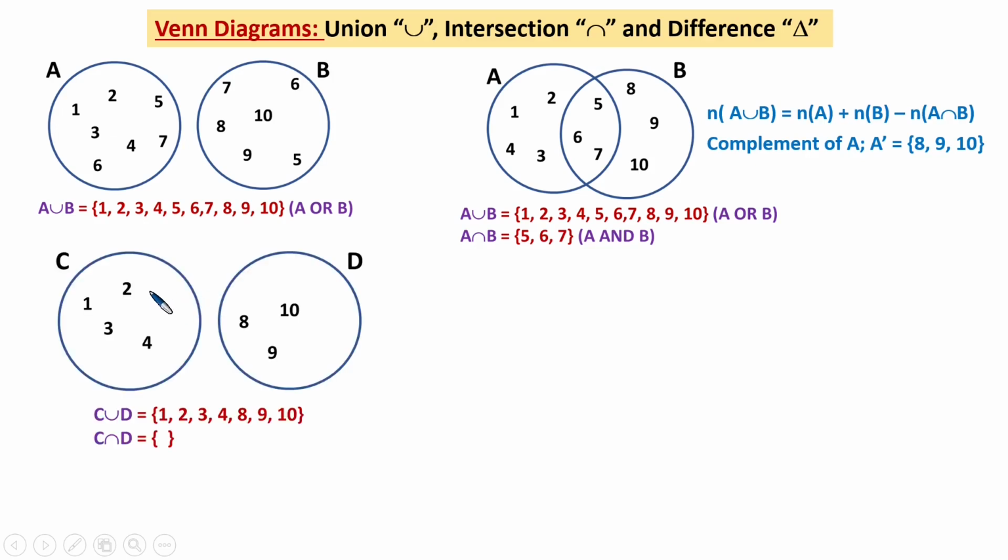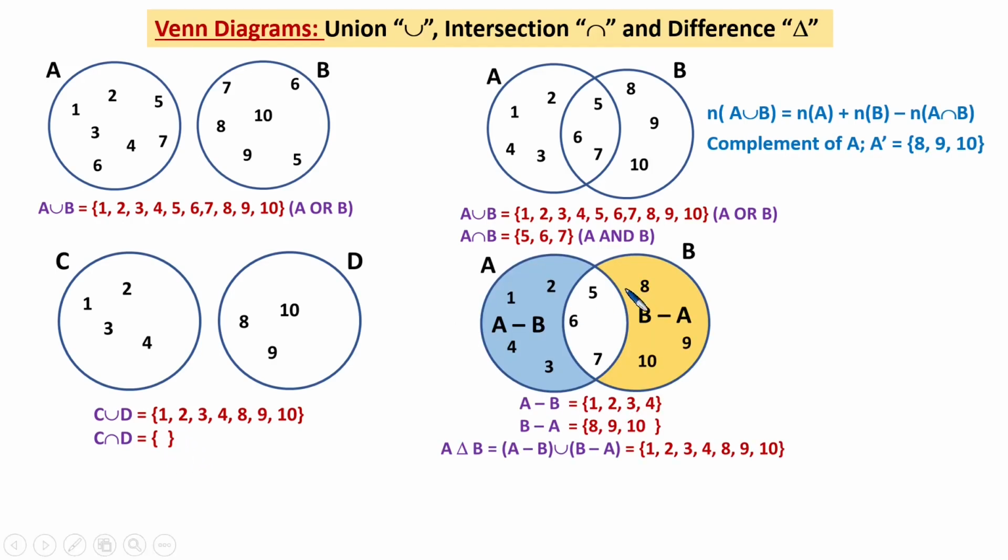So similarly, if you have a set called C which has the elements 1, 2, 3, 4 and set D with 8, 9, 10, there is no common element. So the union of these two sets, C union D, will be 1, 2, 3, 4 and 8, 9, 10. Other numbers are not there, so you don't have to write them here. And there is no common element, that is, C intersection D is empty here. So this is called an empty set, and you will see the property of this empty set is very important in set theory.